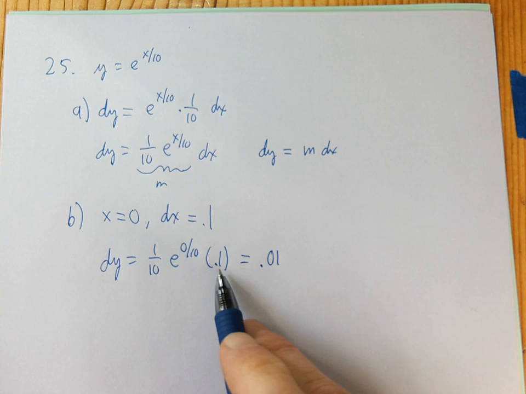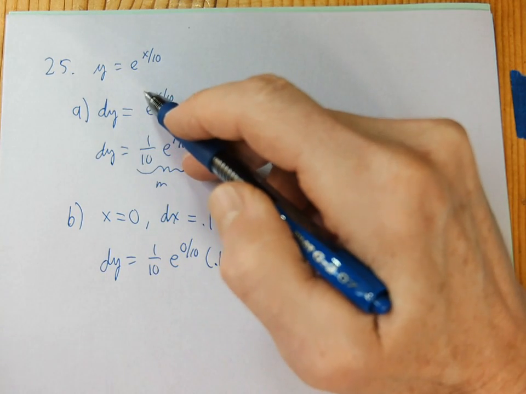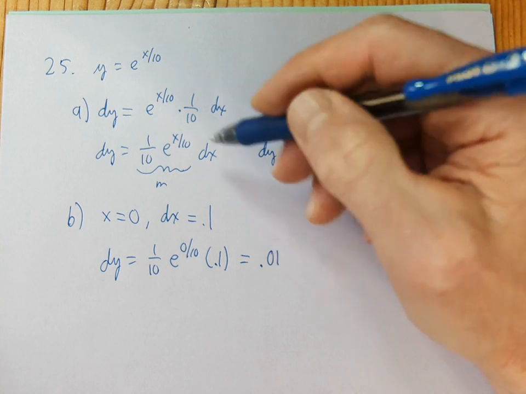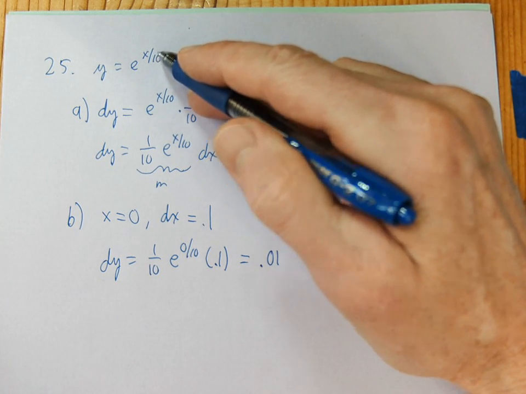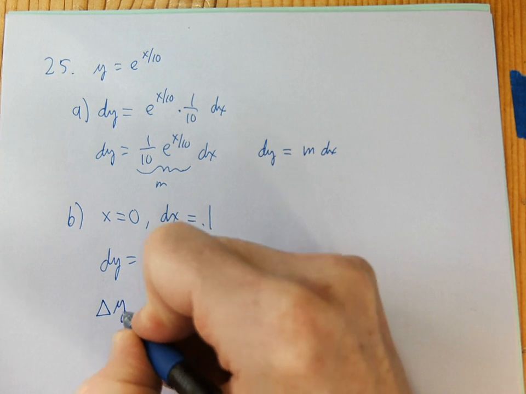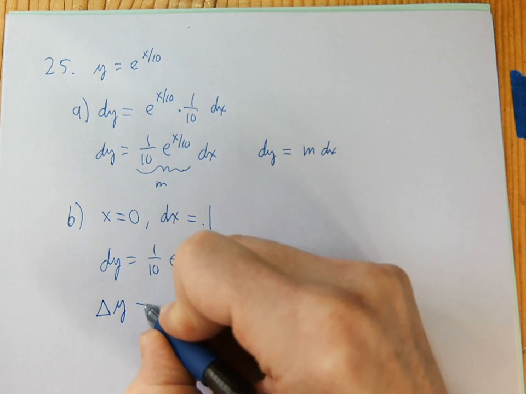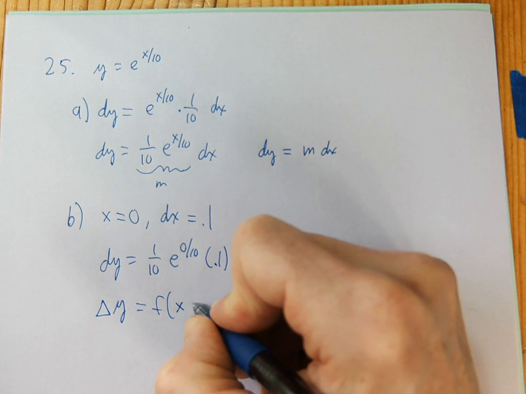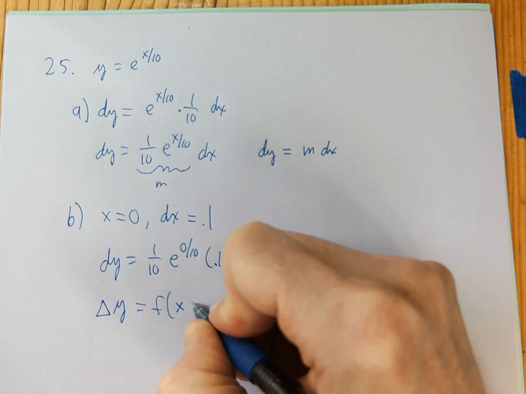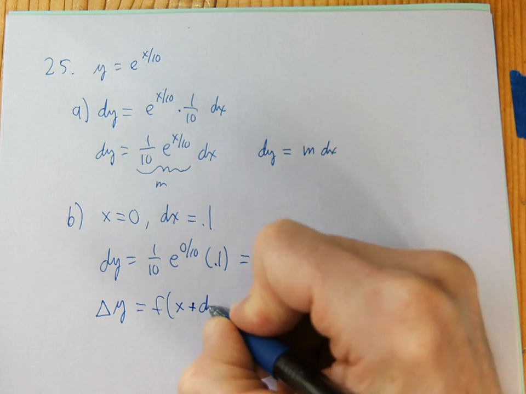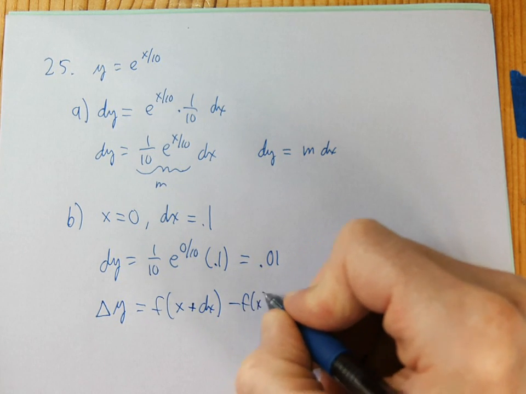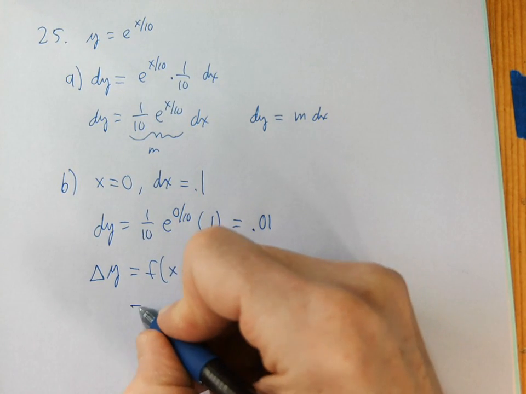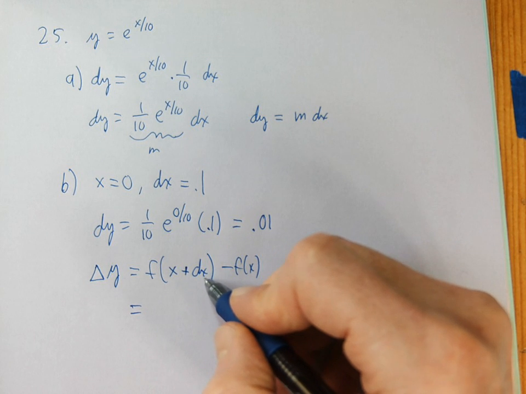If we change x by 0.1, we can assume that e to the x over 10 changes by about 0.01. And again, it's about 0.01 because we're assuming it's a straight line, and we know it's not a straight line. So how much does it actually change? Well, that's what delta y is. So how much it actually changes is the function at x plus dx minus the function at x. So we have the function with our little bit of x minus what it was before.